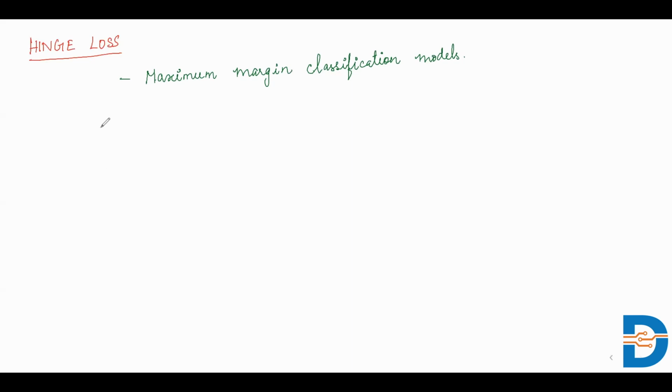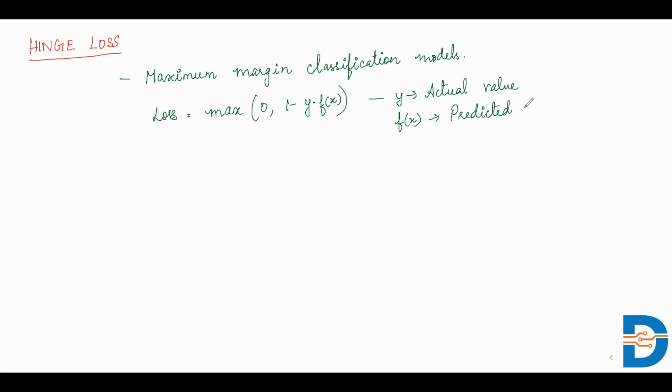Let's see how this hinge loss is calculated. It takes the maximum of 0 and 1 minus the actual value times the predicted value. Here y is the actual value, and f of x is the predicted value.